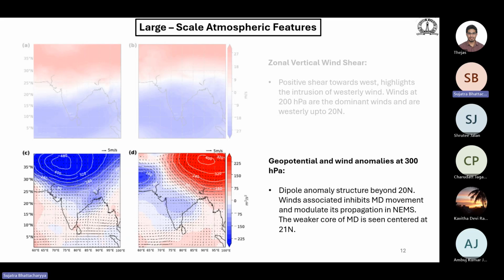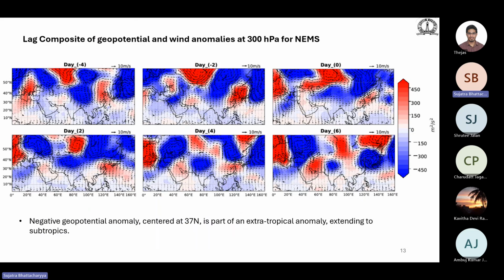So in order to know more about these geopotential anomalies, we did composites of similar geopotential and wind anomalies at 300 hectopascal from day -4 to day 6. Now here day 0 represents the day of identification of the depression itself, and this day 0 is based on the track dataset that we have used. And we saw that this geopotential anomaly, which is more prominent at day 2, 4, and 6, is a part of this extratropical geopotential anomaly wave train that you see here. So basically, the geopotential anomaly wave train extends to the subtropics, and it sits there over day 4 and day 6 until it maybe decays over time.